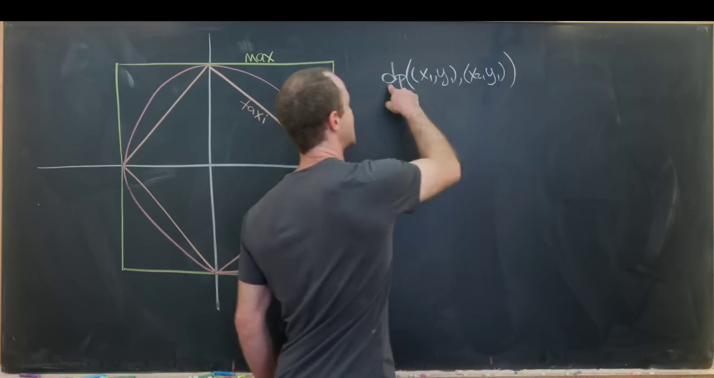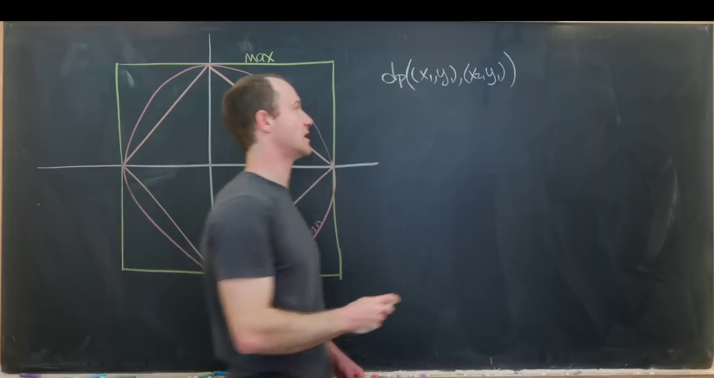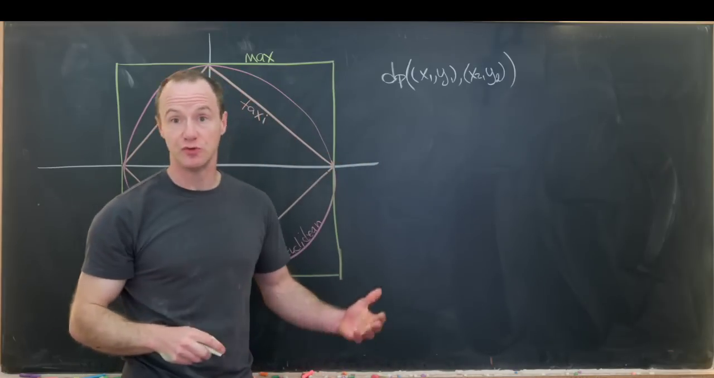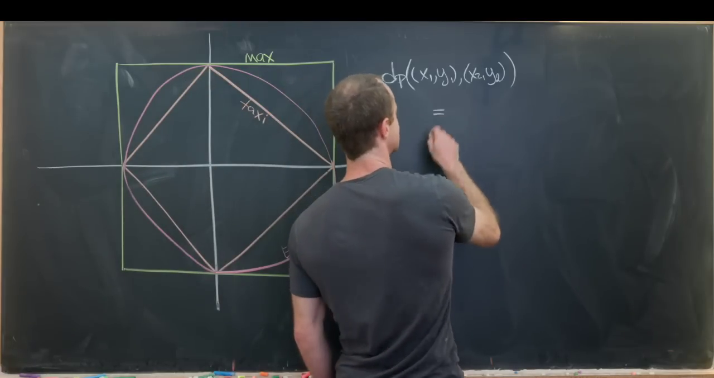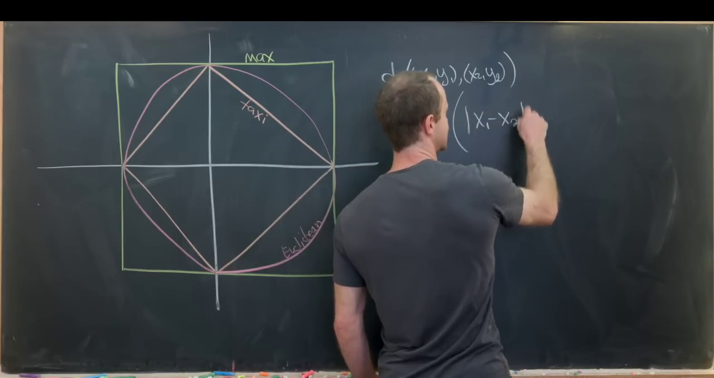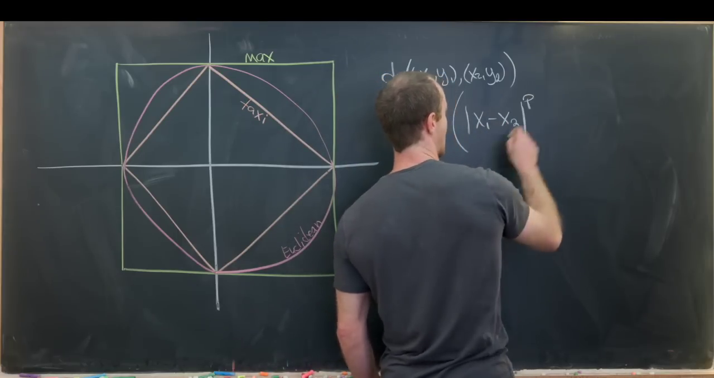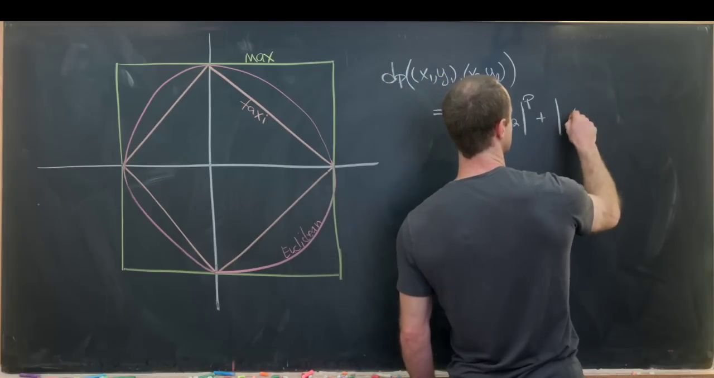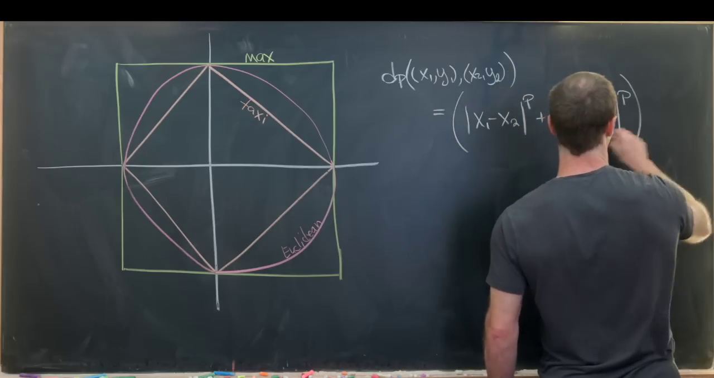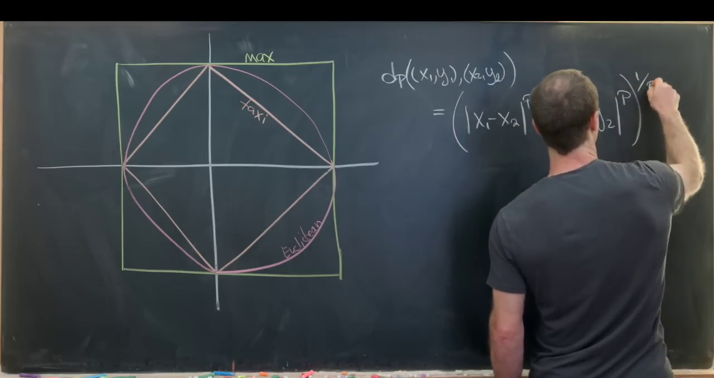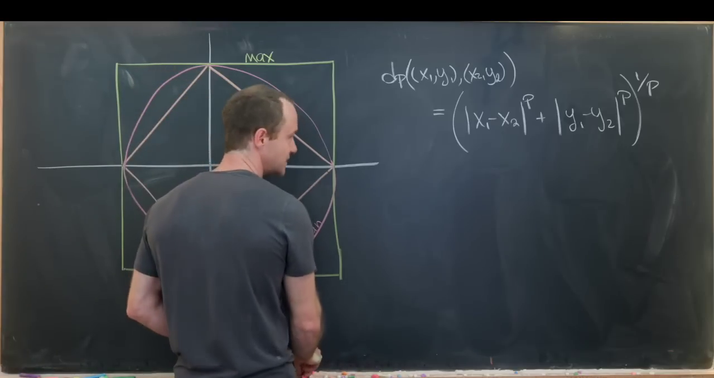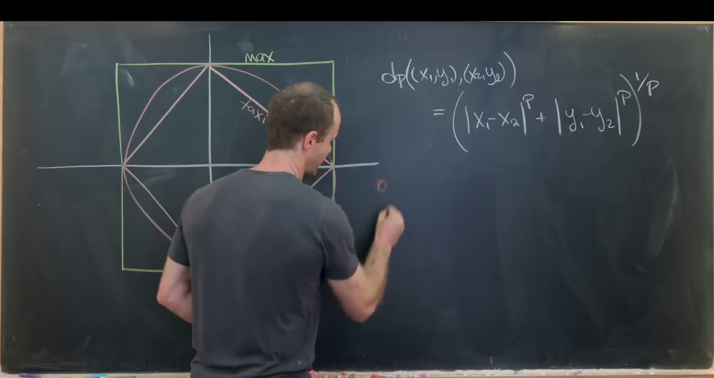So we have the p distance between (x1, y1) and (x2, y2). So those are 2 points in the plane. We'll take that to be equal to the absolute value of x1 minus x2 raised to the p power, plus the absolute value of y1 minus y2 raised to the p power, and then that whole thing to the 1 over p power.